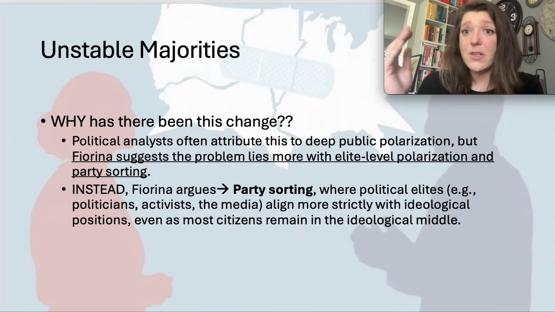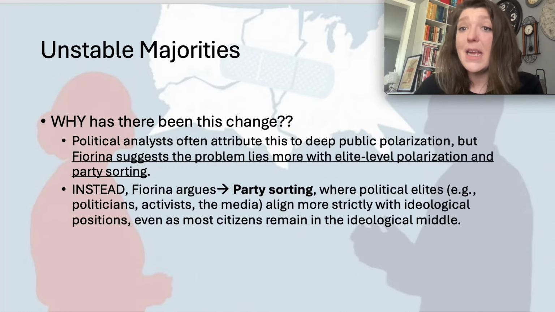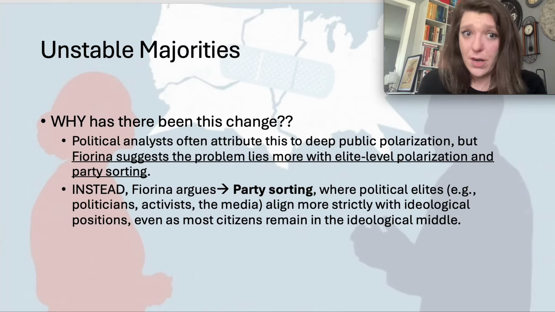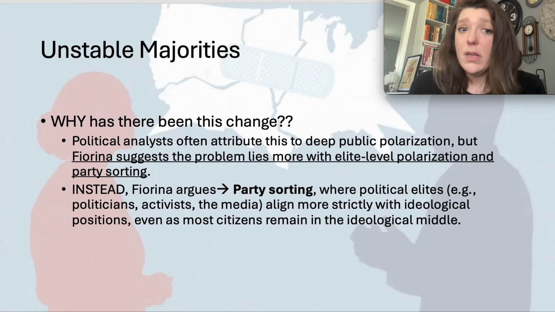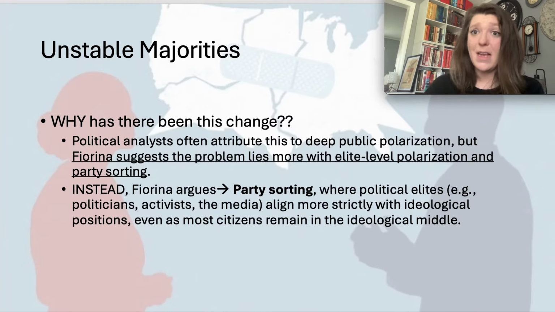So the elite level, these are politicians, the media, activists. These are the ones where polarization is happening. It's not actually happening in the public. And this is where we see this idea of party sorting. So Fiorina argues that party sorting is where political elites, aka politicians, activists, and the media, I'm going to use the term political elites, and sometimes I accidentally say party elites. That's what this means. It means politicians, activists, and media. People whose entire lives are politics. They eat, sleep, and breathe this stuff.